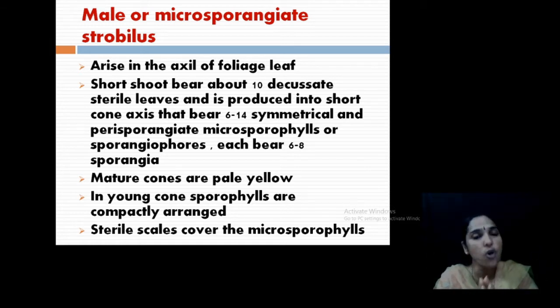In mature cones the color is pale yellow, and in young cones the sporophylls are compactly arranged, and there are sterile scales that cover the microsporophylls. So sterile scales cover the microsporophylls in the young cone, that is pale yellow in color, and there are microsporangiophores on the axis. Clear?